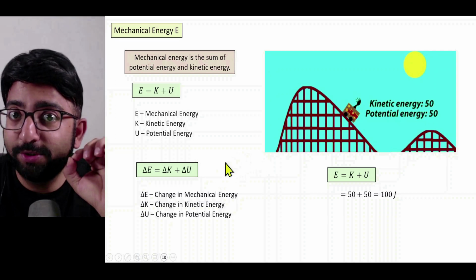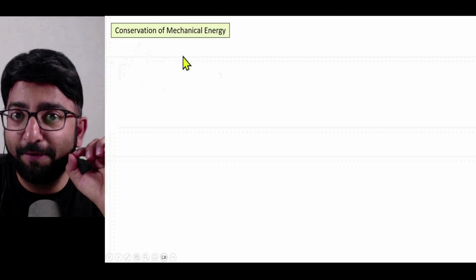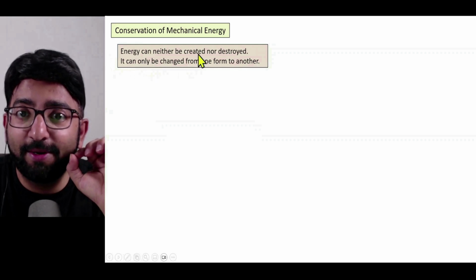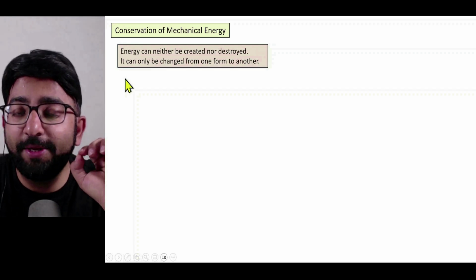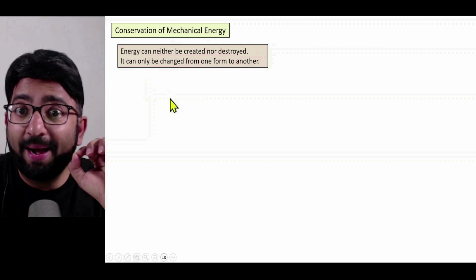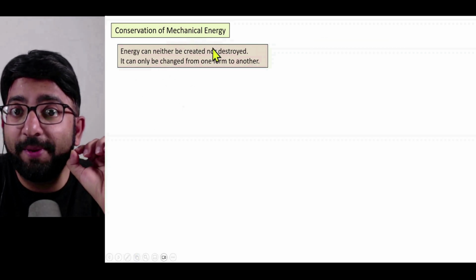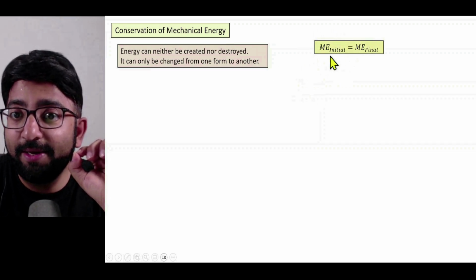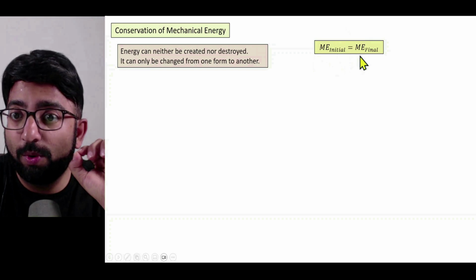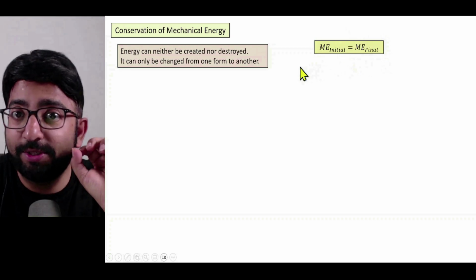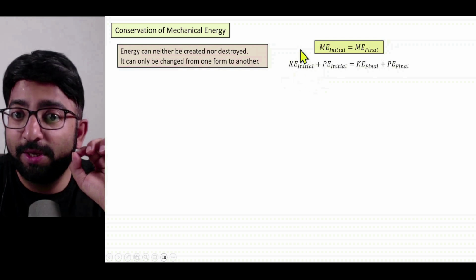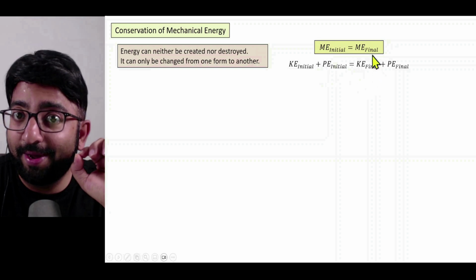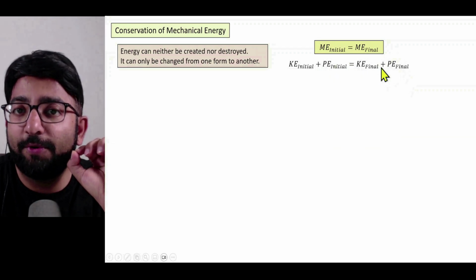Now let's discuss the most important topic, which is called the conservation of mechanical energy. According to this, energy can neither be created nor destroyed. It can only be changed from one form to another. By definition, mechanical energy will be conserved, which means equal at all times, which means we can write the initial mechanical energy should be equal to the final mechanical energy, which can further be written as the initial kinetic plus the initial potential energy will be equal to the final kinetic energy plus the final potential energy.